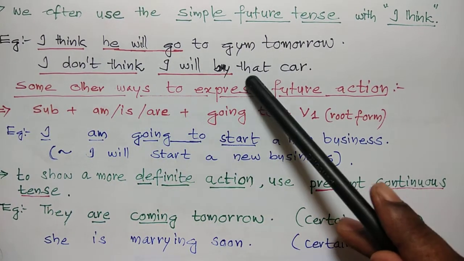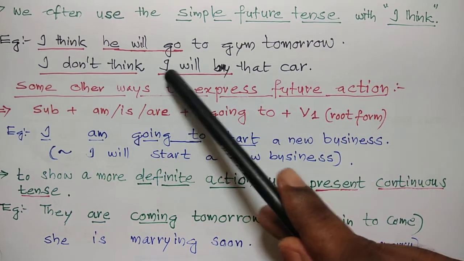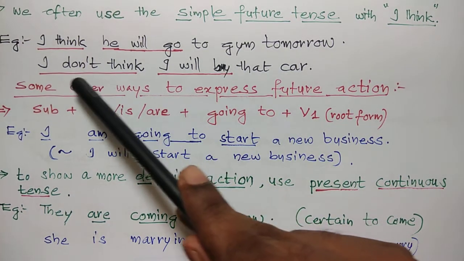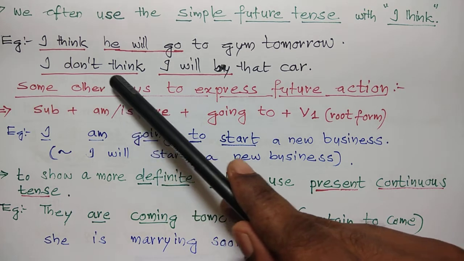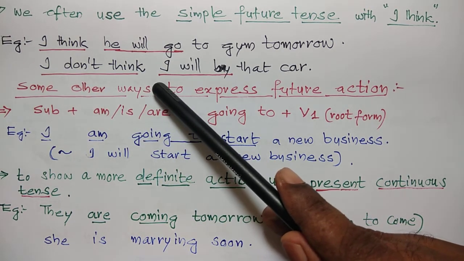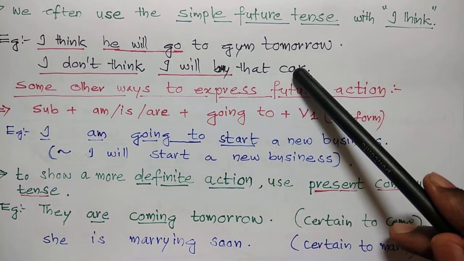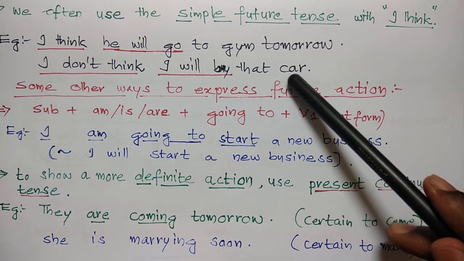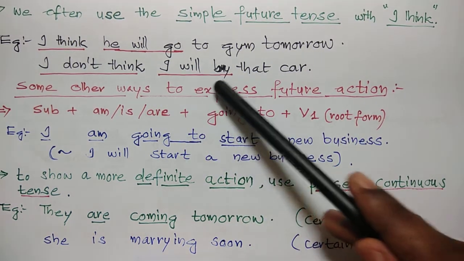I don't think I will buy that car. "I don't think" is the negative form, followed by the simple future. I don't think I will buy that car. So after "I think," we use simple future.